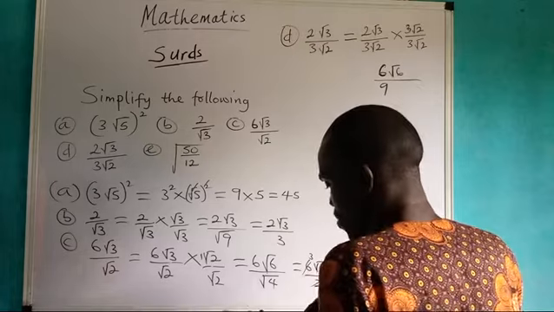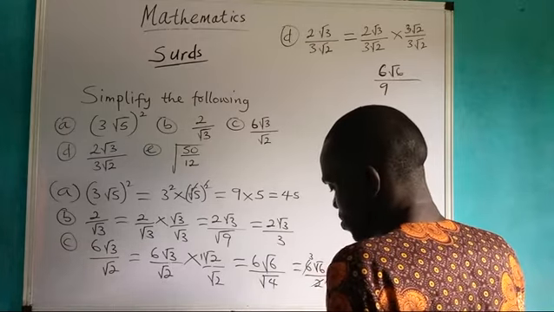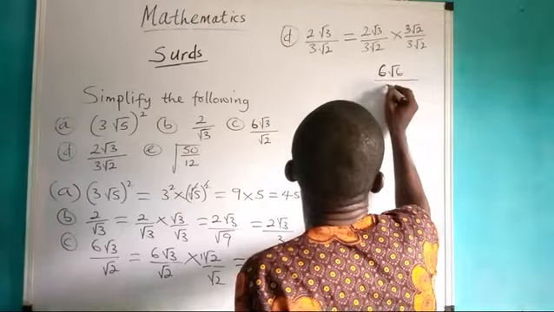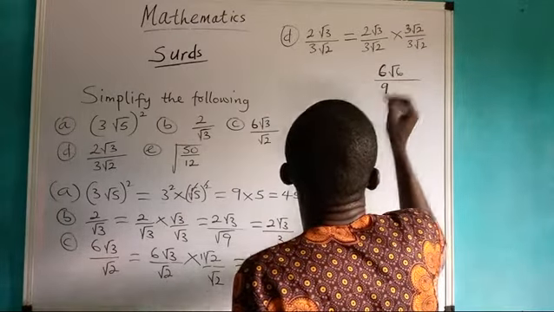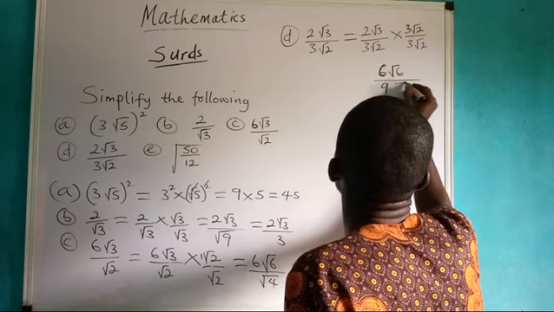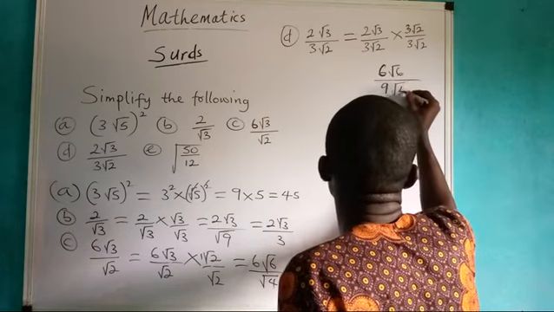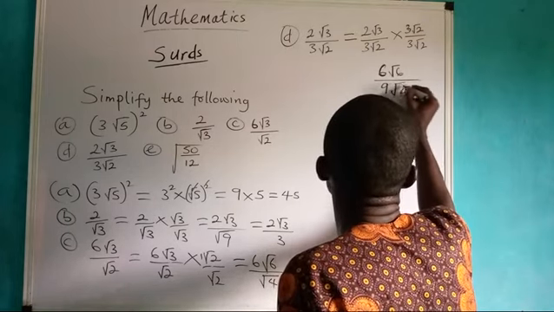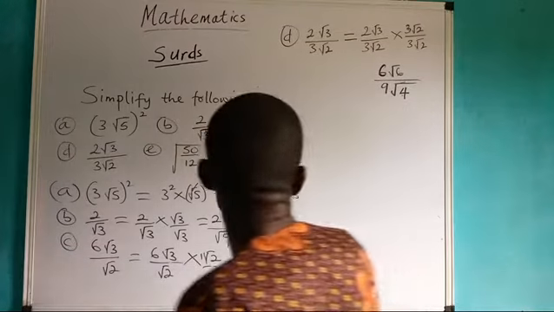Okay, now for this one we have 9, that is 3 times 3 is 9. This one will give us a rational number. Therefore, we have root 4. That's what we have there.